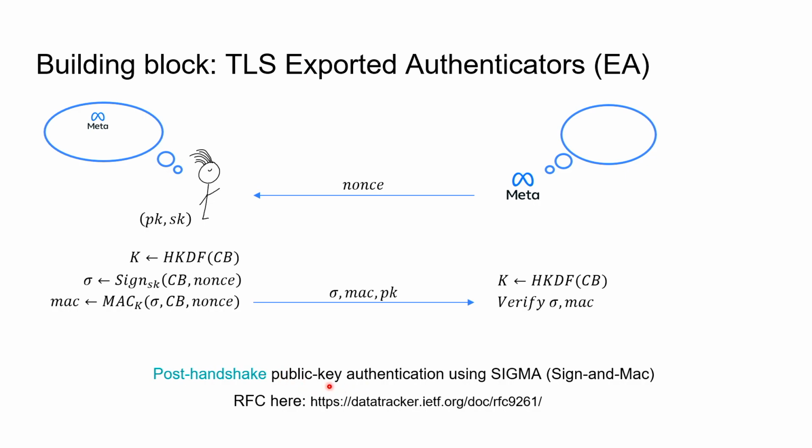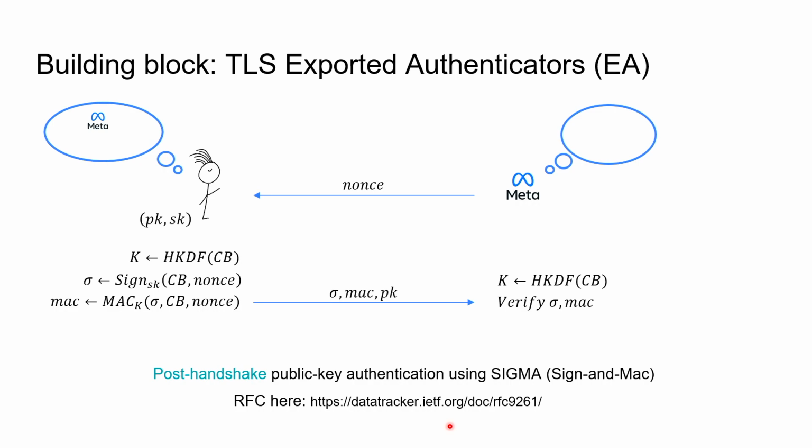Okay? So this exported authenticators protocol allows TLS endpoints to authenticate under public keys to each other after establishment of the channel as often as they want in both directions. Okay, so this is an RFC. You can find it here, also an IETF RFC. Okay, how does this work?